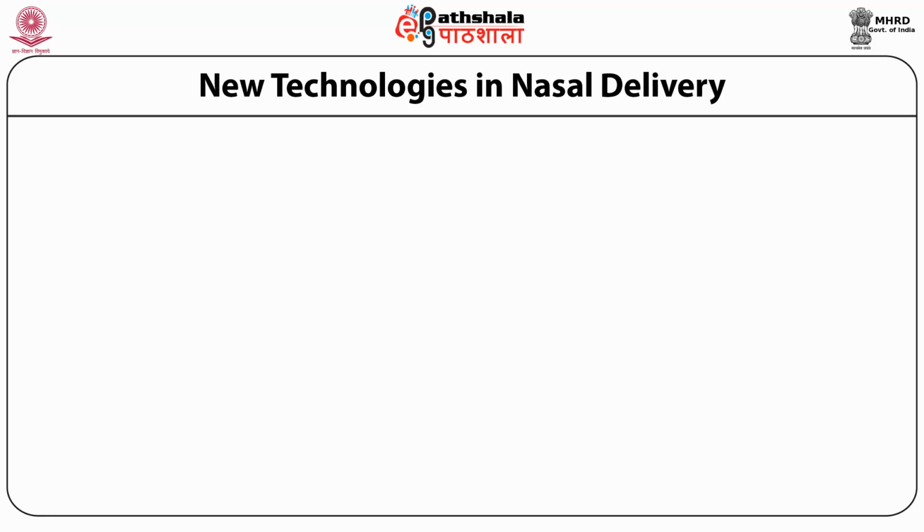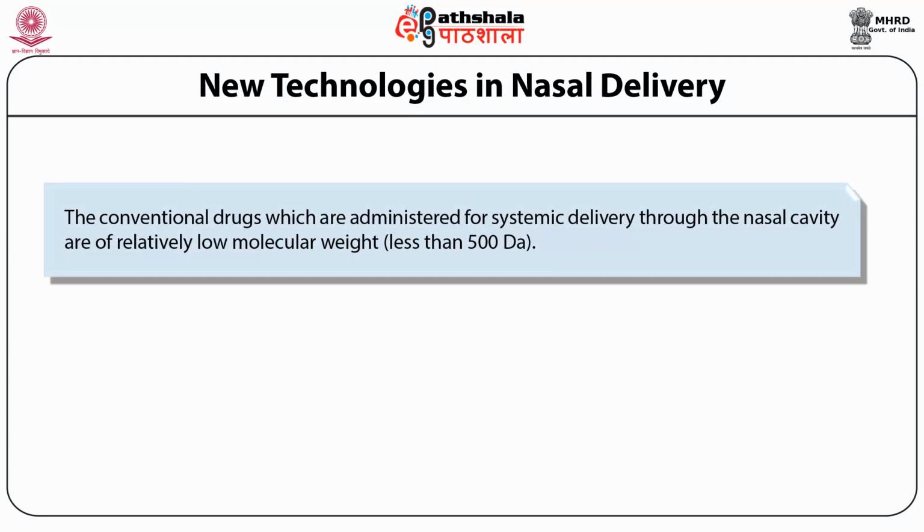Students, it's an important point to understand that all the drugs which are being used for nasal drug delivery are not of the same type. They might be different by virtue of the molecular weight, by virtue of their chemistry, and many other ways. It is a common understanding that the conventional drugs which are usually administered for systemic delivery through the nasal cavity are of relatively very low molecular weight, which is usually less than 500 daltons.